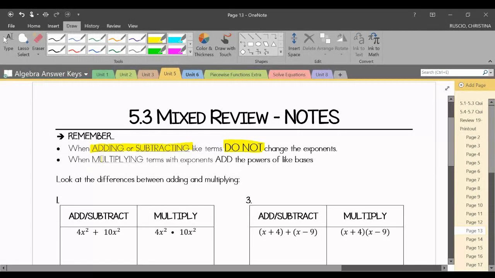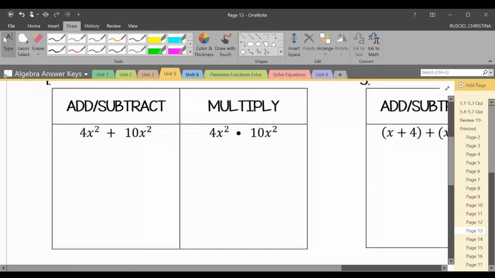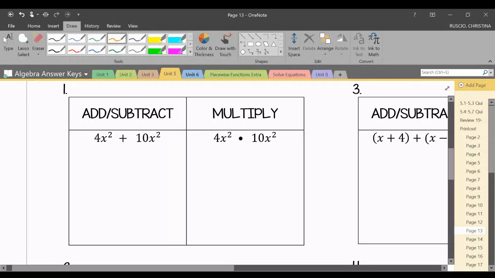But when you're multiplying and they have the same base, so they both have x's, we get to add the powers. Okay, so let's look at question number 1. So these are the differences between adding and subtracting versus multiplying. Adding and subtracting, we're just combining those two like terms together. We have 4x squared and 10x squared, meaning we have a total of 14x squared. Notice how I just added the 4 and the 10.